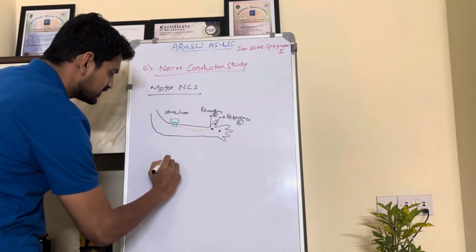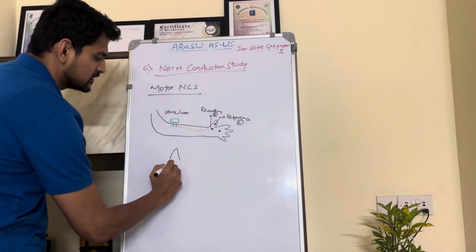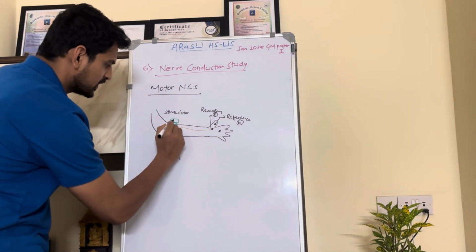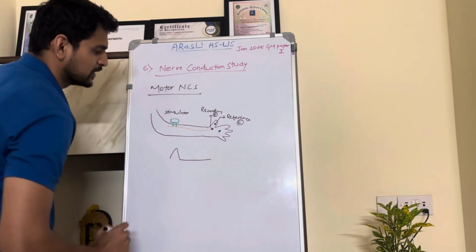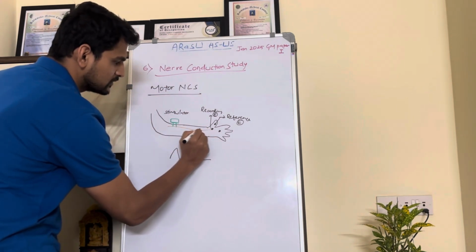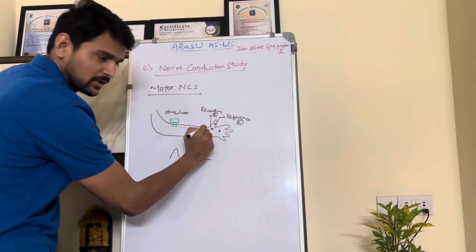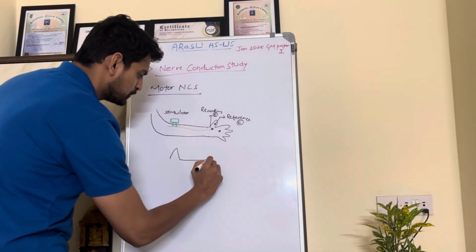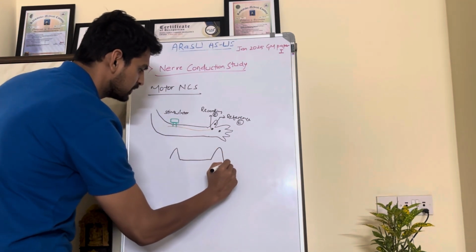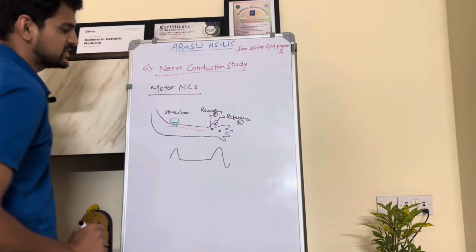As the stimulus is given, there will be a graph like this. This is called the stimulator artifact. After the stimulation, the stimulus will pass through the nerve. It will cross the nerve proper, then the neuromuscular junction and the muscle proper. Once it reaches the muscle, there will be a response. The response will usually be like this. So this is the basic thing.